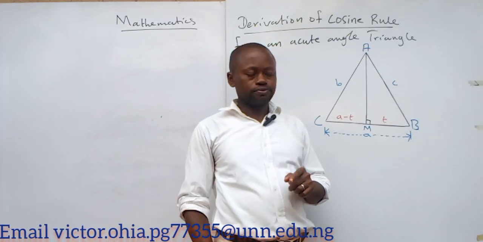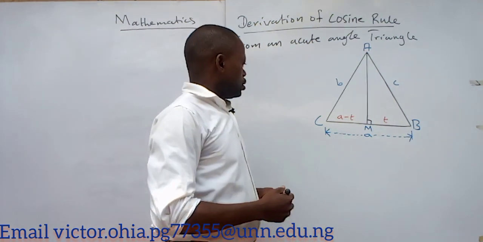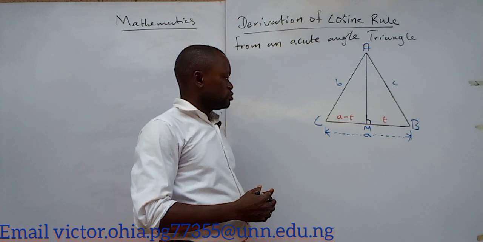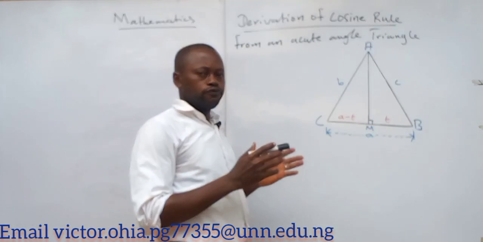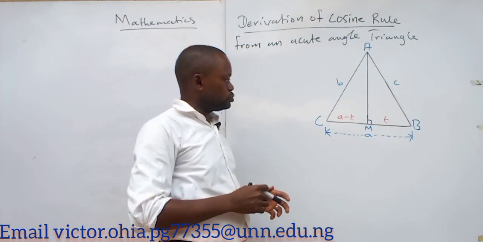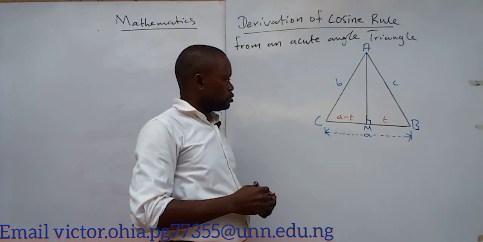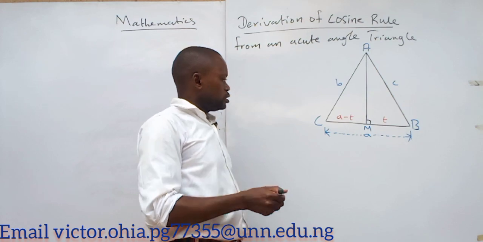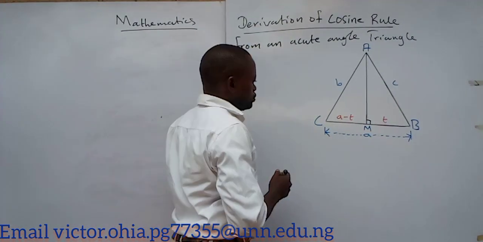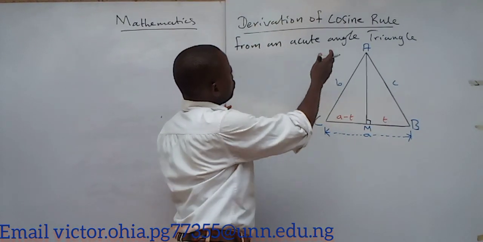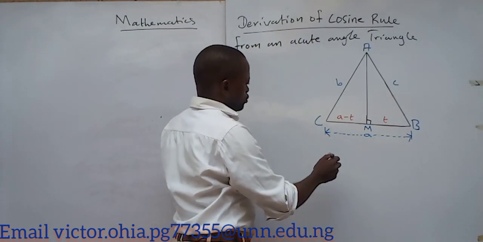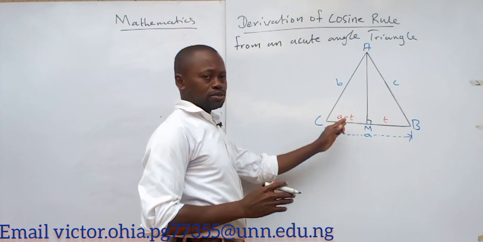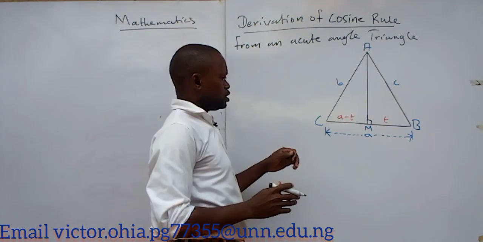You pay attention, and you need to follow what I am going to do here. I am not going to be in a hurry. I promise you that. Let's take it. The derivation of the cosine rule from an acute triangle. I have already made this label and these descriptions here so that we don't waste time doing that.